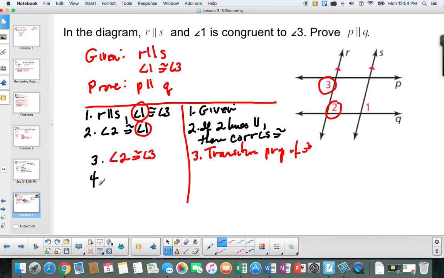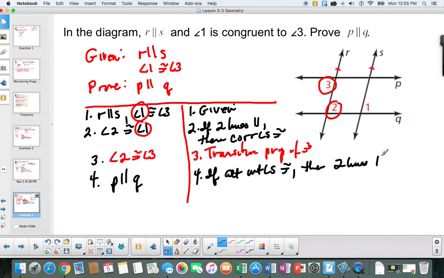Now 2 and 3 happen to be alternate interior angles, and we have just proved that that's true. So I can say, now that I know that alternate interior angles are congruent, that the lines they're formed by are parallel. So P is parallel to Q, and I'm going to use the previous theorem I just proved: if alternate interior angles are congruent, then the two lines are parallel.